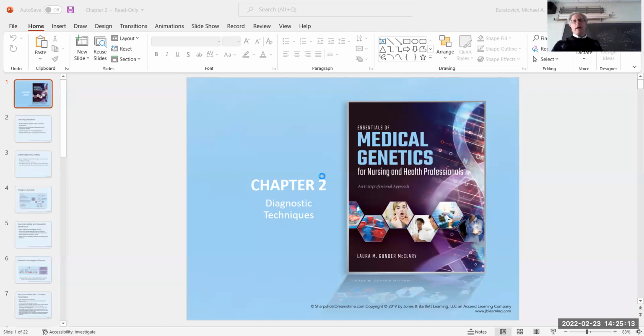So to do FISH, you have a piece of DNA that can hybridize to that gene. That piece of DNA is called a probe. When you make that DNA, you make it with nucleotides that have dyes attached to them. So when these probes hybridize to the chromosome, they will fluoresce. If they don't hybridize, they're not going to fluoresce.